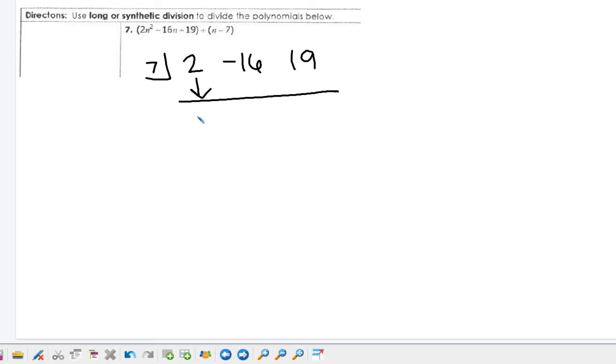So I'm going to drop the first term. 7 times 2 is 14. Add, negative 2, multiply, negative 14, and add positive 5. So that's my remainder.